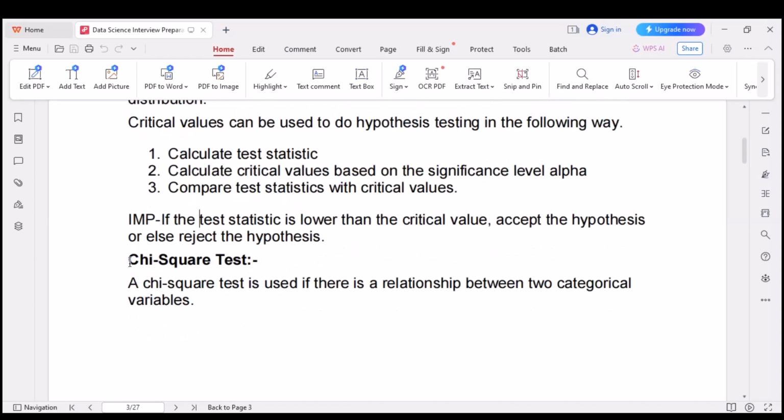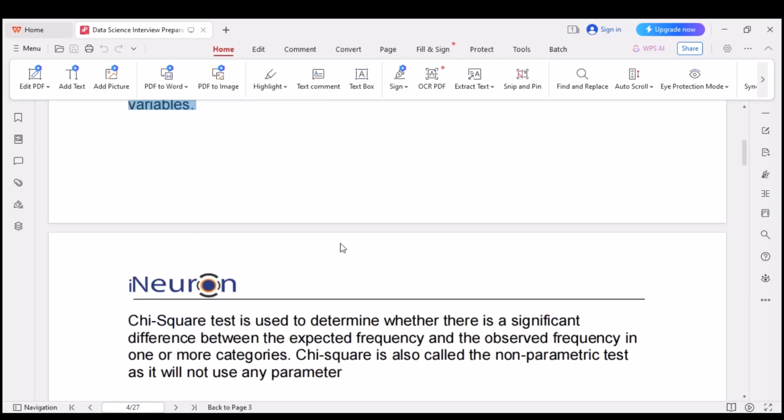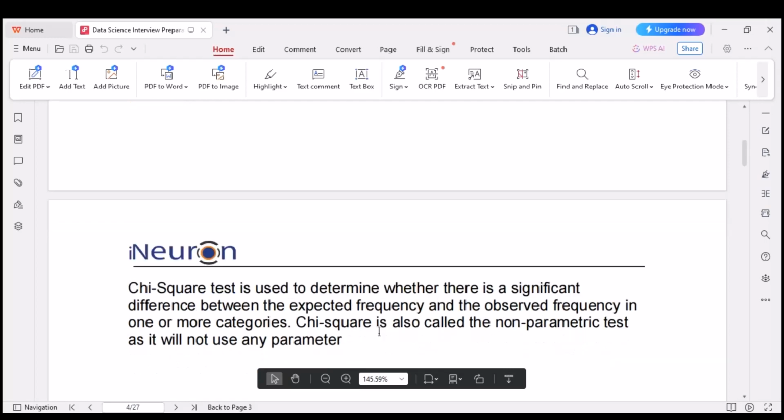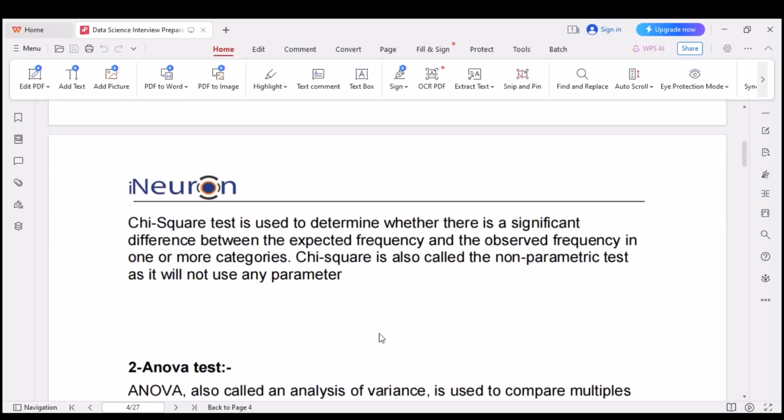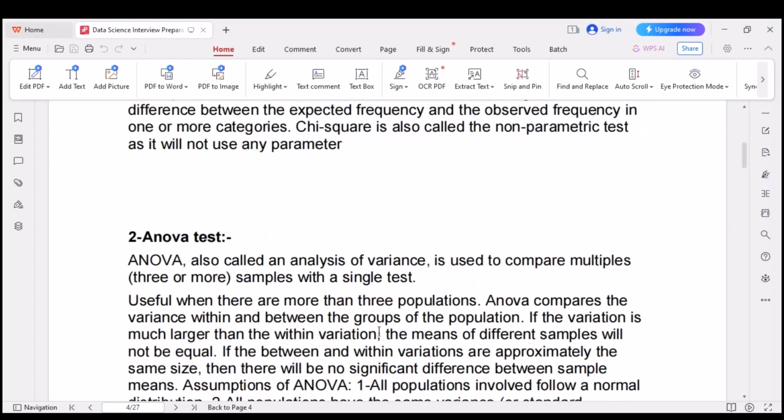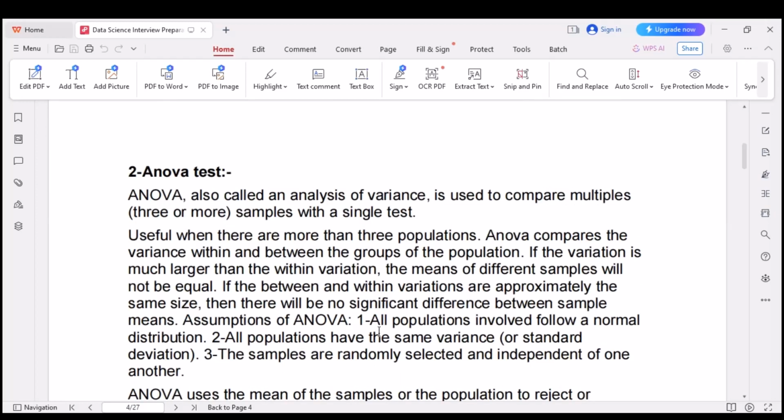Chi-square test. What is a chi-square test? The chi-square test is used to check if there is a relationship between two categorical variables. It is a test used to determine whether there is a significant difference between the expected frequency and the observed frequency in one or more categories. Chi-square is also called a non-parametric test, and it does not use any parameter.